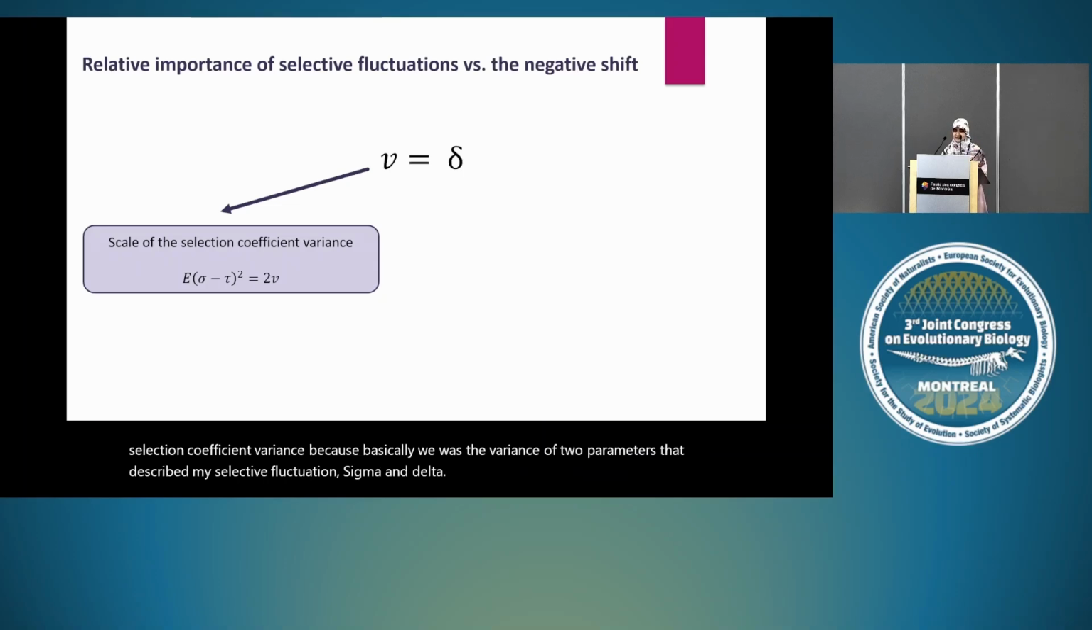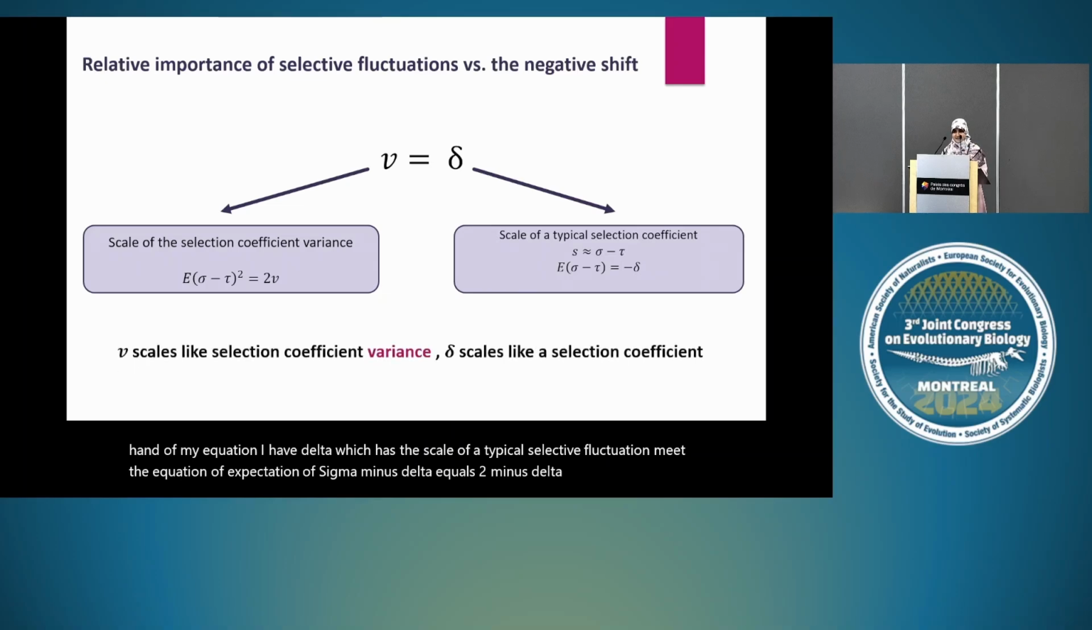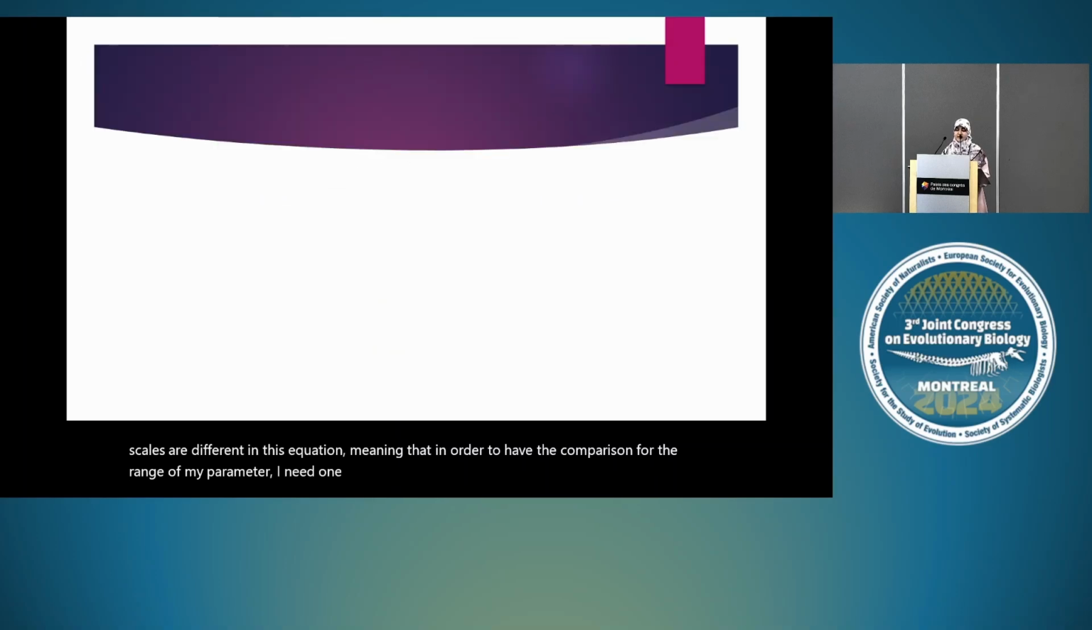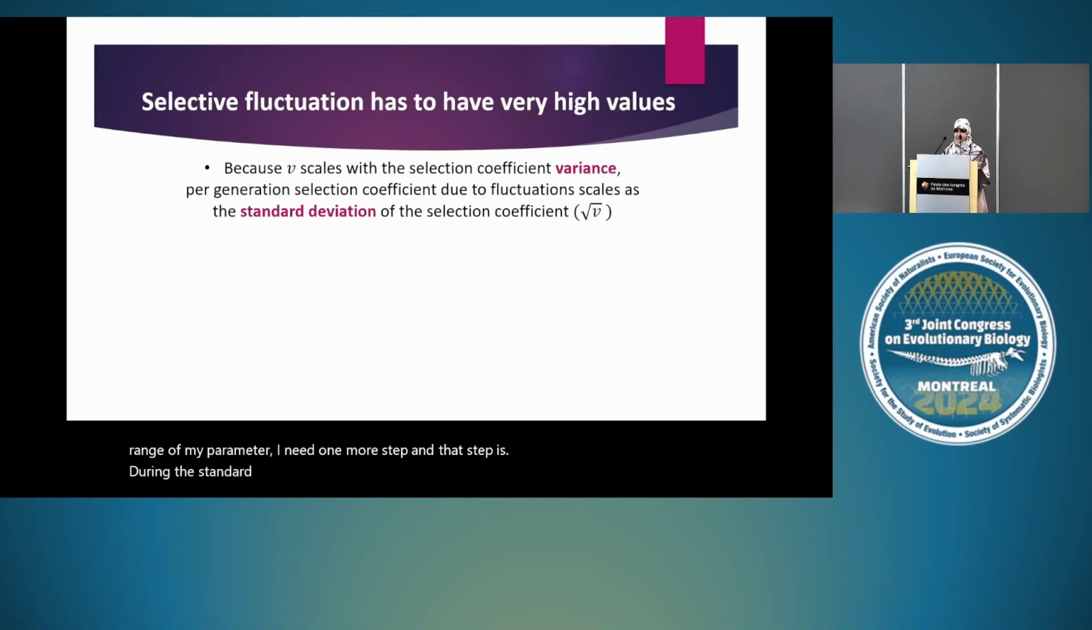So the expectation of sigma minus delta squared is equal to 2V. On the other side of my equation, I have delta, which has the scale of a typical selective fluctuation, with the equation of expectation of sigma minus delta equals minus delta. So I can see that the scales are different in this equation, meaning that in order to compare the range of my parameter, I need one more step. And that step is considering the standard deviation, denoted with the square root of V, instead of the variance.